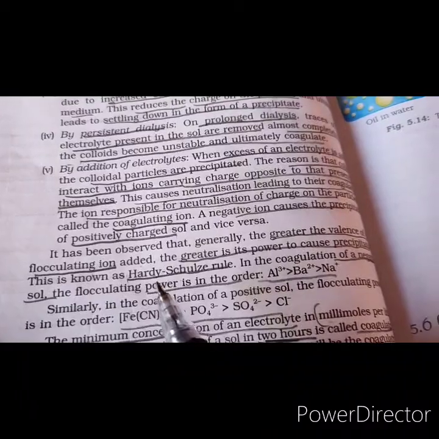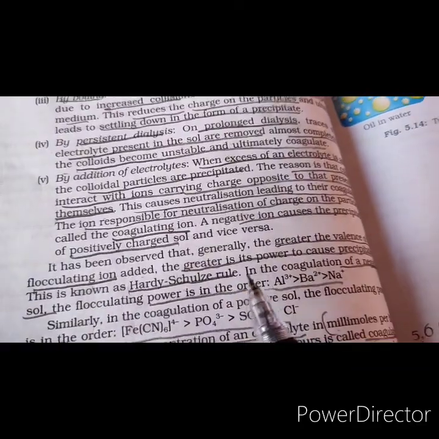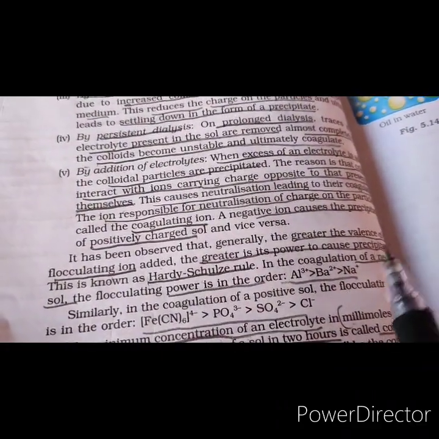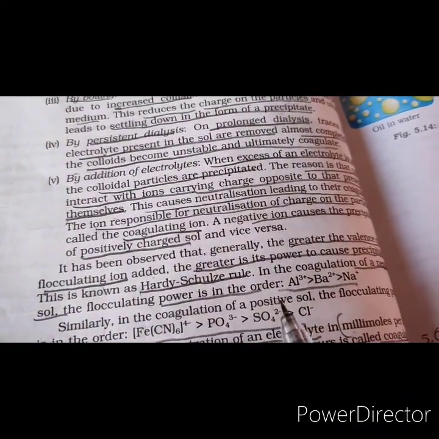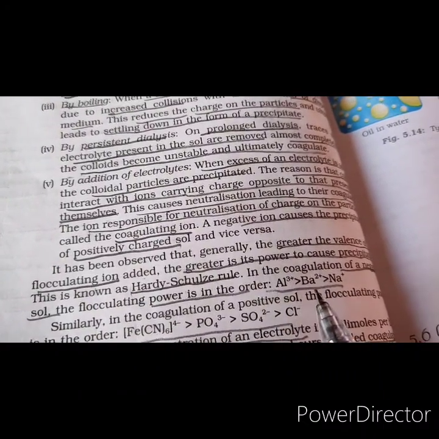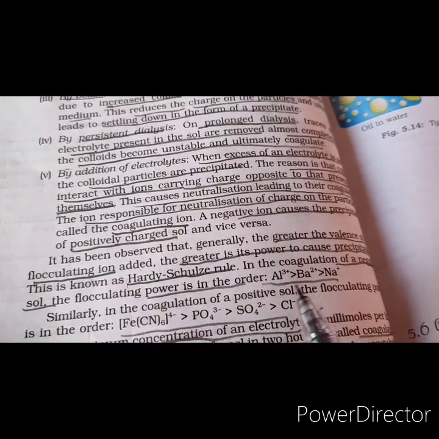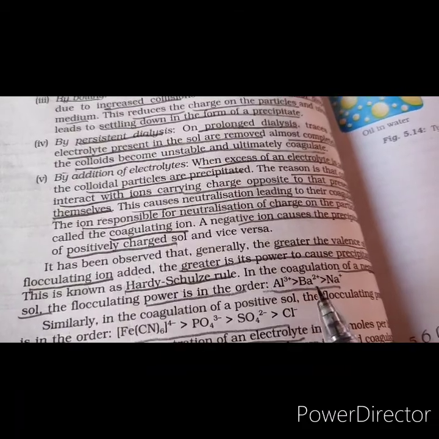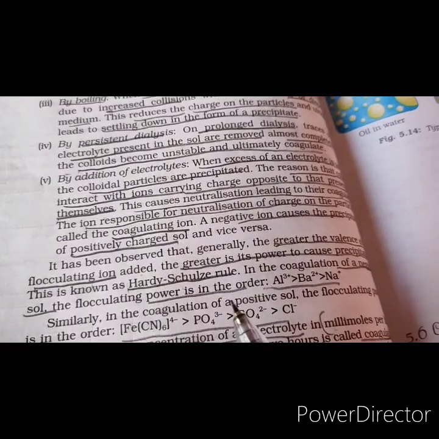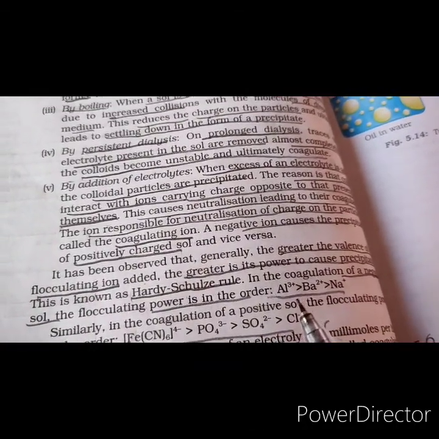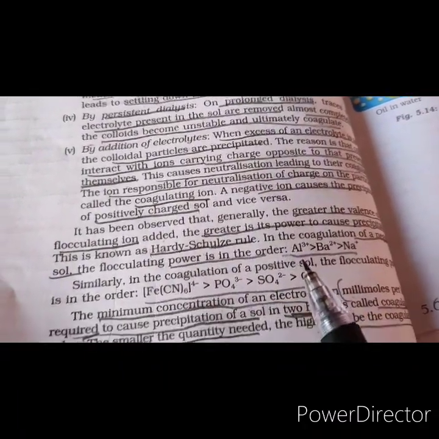Let's first understand a rule, the Hardy-Schulze rule. It states that the greater the valence of the flocculating ion, the greater is the power to cause precipitation. For example, if we have a negative sol, then the flocculating power will be in the order aluminium ion 3 positive, barium 2 positive, and sodium 1 positive. So the greater the valency of the oppositely charged ion, the greater is the power to cause precipitation. So aluminium ions will precipitate the negatively charged sol with a greater speed, so a lower concentration of aluminium ions will also be required.